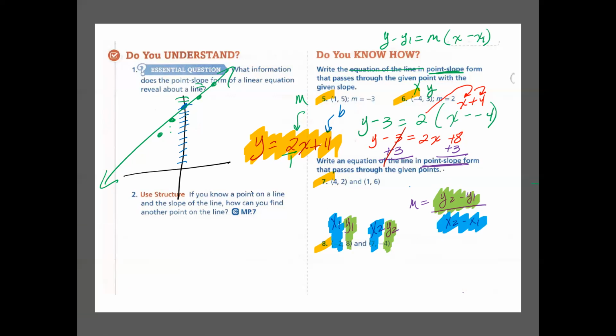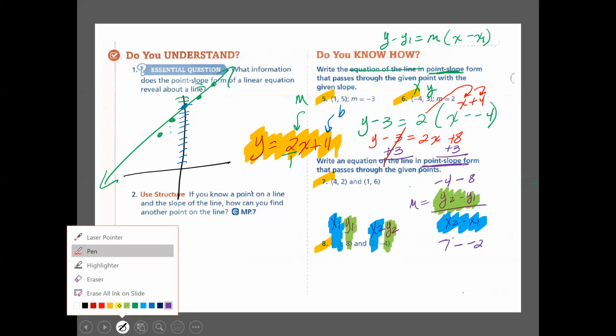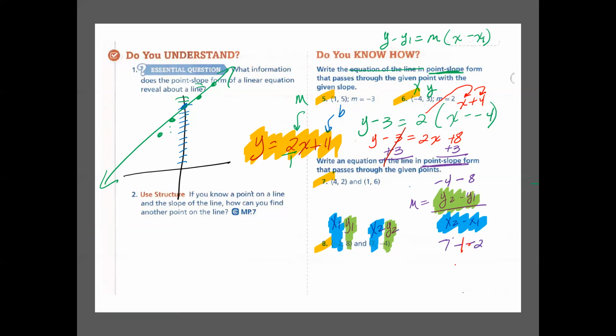So let's plug it in. Negative 4 minus 8 is my y, 7 minus negative 2 is my x. Double negative makes it a positive. Negative 4 minus 8 is a negative 12. 7 plus 2 is a 9. So my slope is going to be, and I can reduce this if I divide everything by 3, a negative 4 over 3. That is my slope.